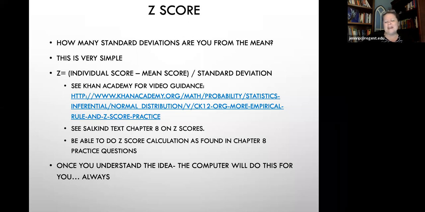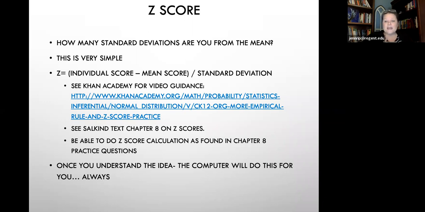Once you understand the idea behind it, from now on, SPSS on the computer will do this for you forever and ever, because why would you calculate Z-scores for every individual person in your study? But what Z-scores do is help us think in terms of standardized scores. It's a standardized score versus the raw score.